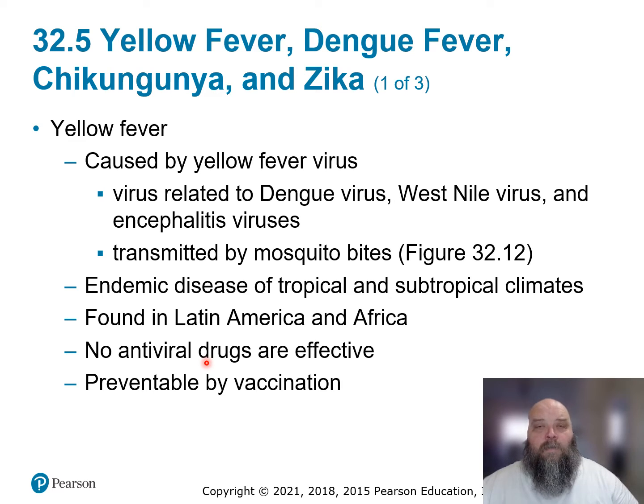Okay, Chapter 32, Section 5. Yellow fever, dengue fever, chikungunya, and Zika. Thing to keep in mind, yellow fever, dengue fever, chikungunya, and Zika, these are all going to be mosquito viruses spread by mosquitoes.